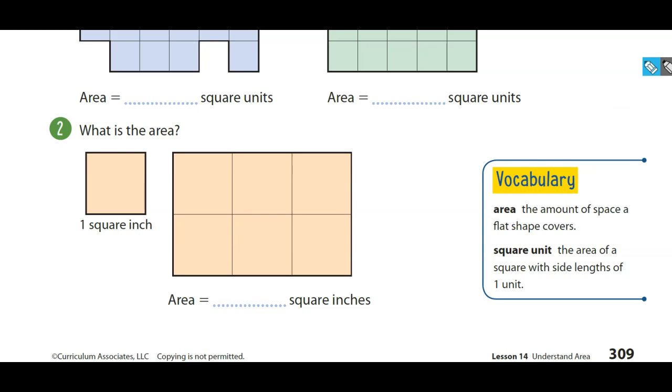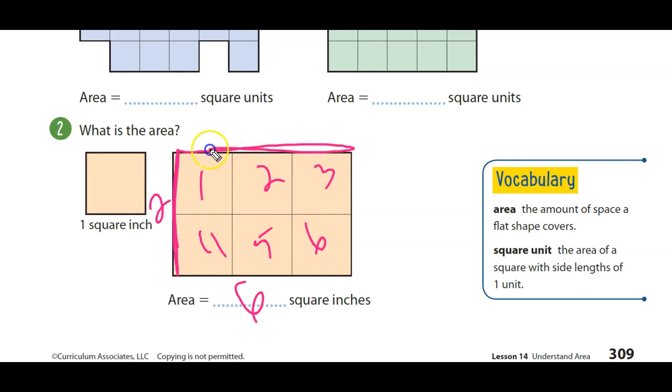So then here it says find the area. How many shapes can you see right here inside? 6. 1, 2, 3, 4, 5, 6. Or what's the width right here? 2. What's the length? 3. Last time I checked, 3 times 2 is 6. That's another way to do it as well.